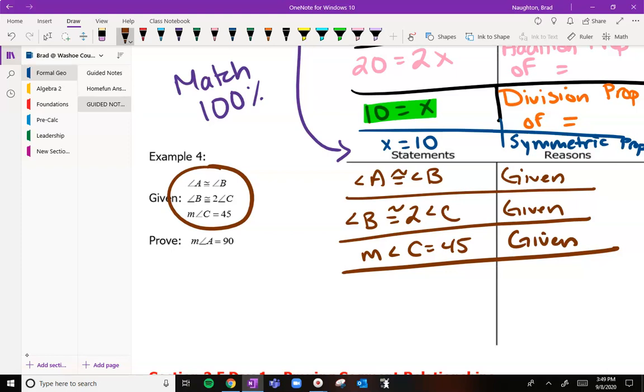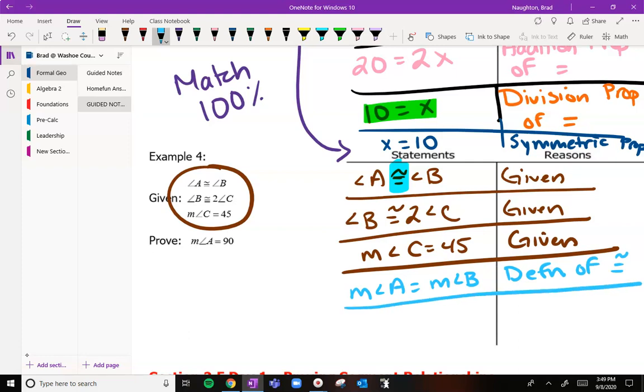Now, I notice that I have a congruence, so I need to use that, so I'm going to say the measure of angle A is equal to the measure of angle B. Notice that I changed it from congruence to equals, so that's still the definition of congruence like it always is.